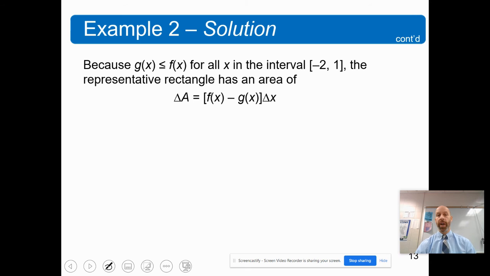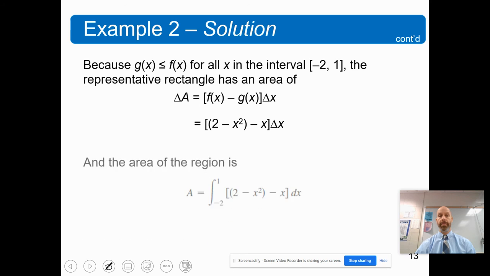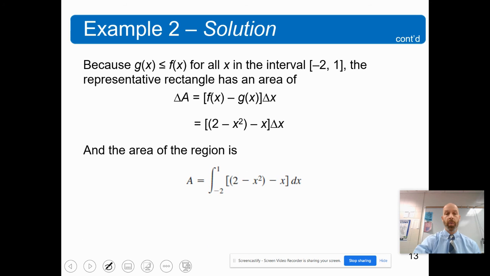So again, we're going to let the change in the area just be f of x minus g of x. We've already established that the f function is greater than the g function, so we can go ahead and plug those items in. Now we're going to use our formula. We've just established that a is negative 2 and b is 1. Here's our f function. Here's our g function. We're minusing these two guys. That's what the formula tells us to do.